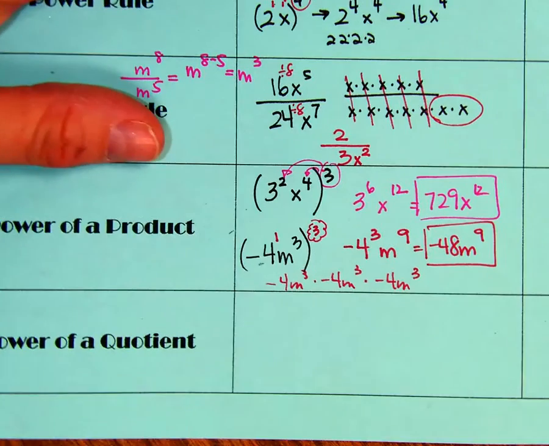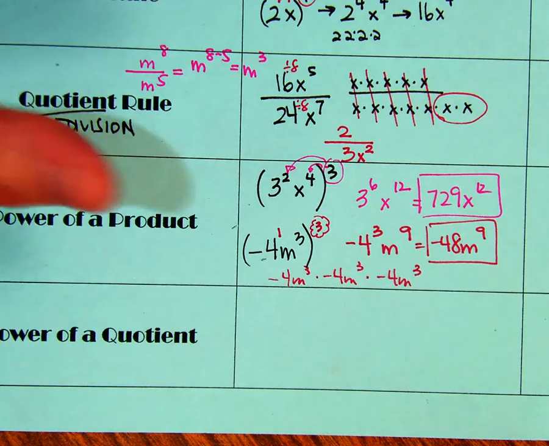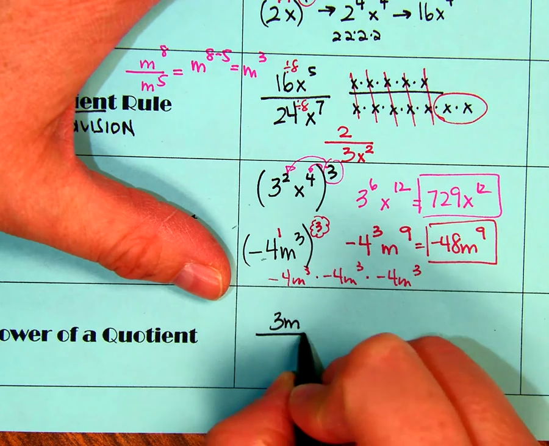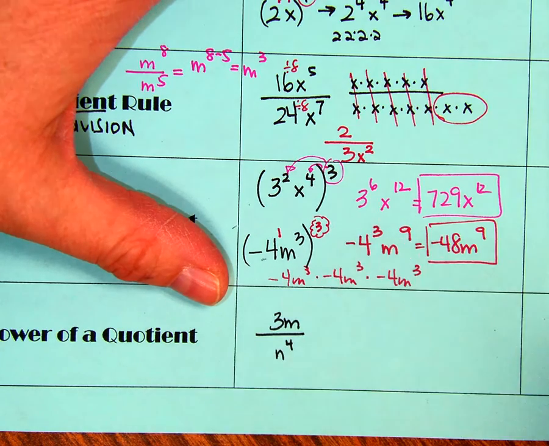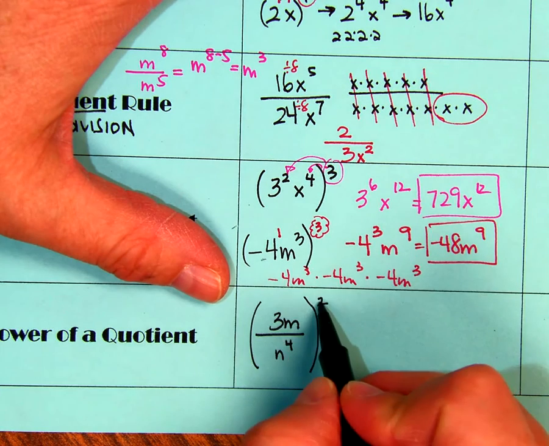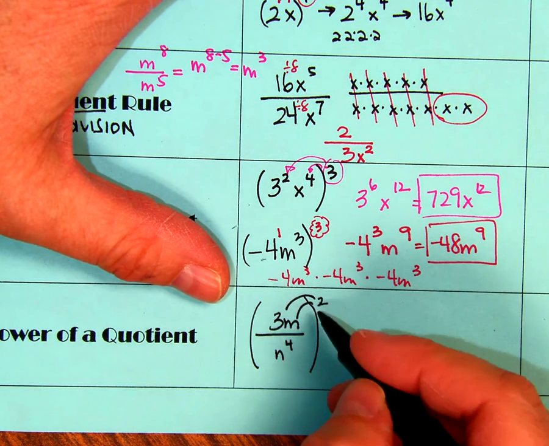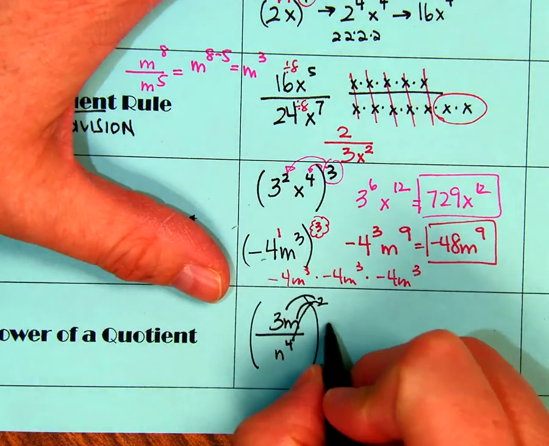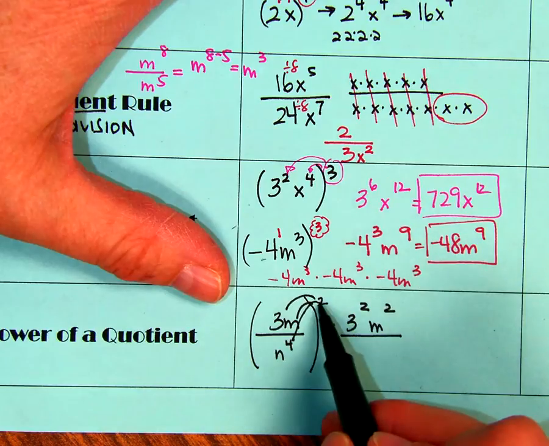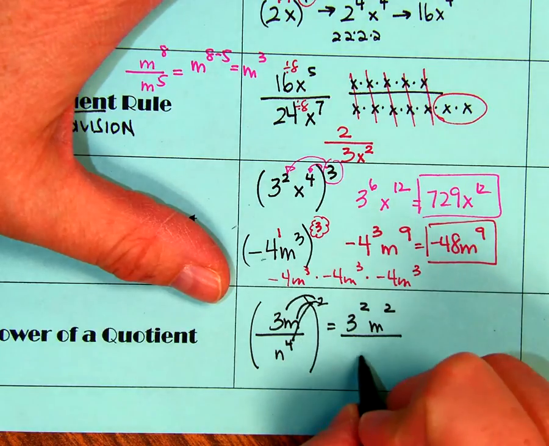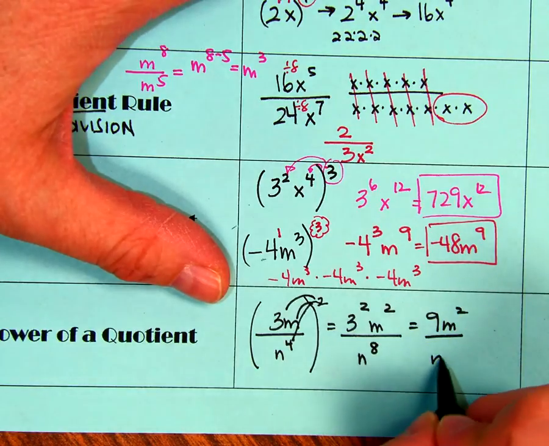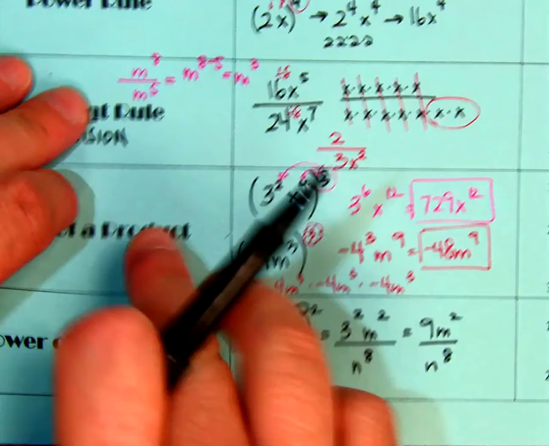Power of a quotient. Quotient again means division. So if you have 3m over n to the 4th, and that whole thing is squared, this goes to every single factor inside. So that would give me 3 squared, m squared. The exponent outside the parentheses, I multiply these exponents. N to the 8th gives me 9m squared over n to the 8th.